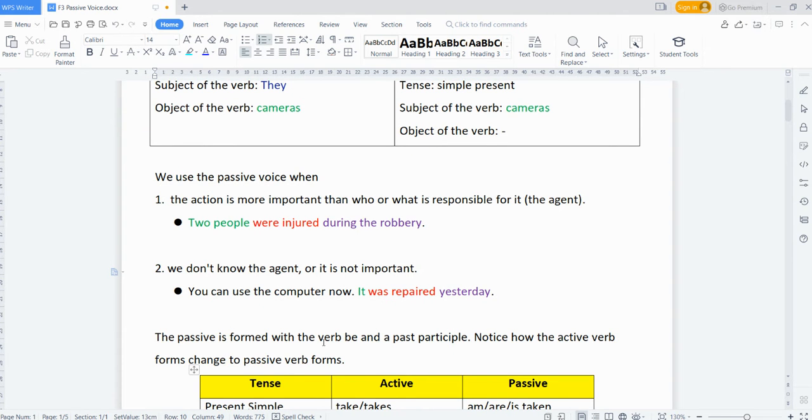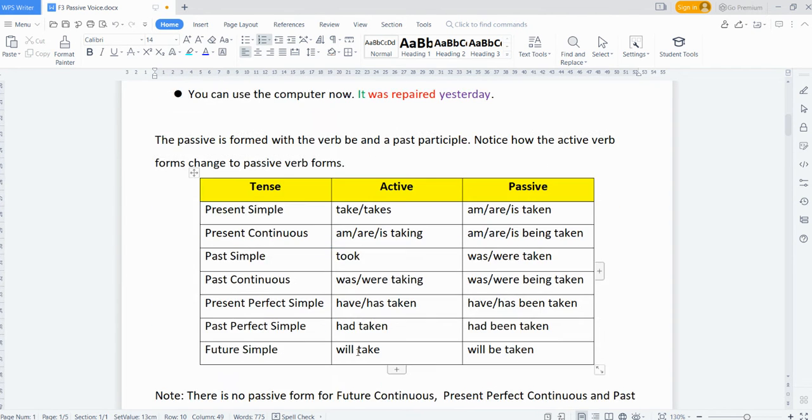Okay. The passive is formed with the verb be and a past participle. Ayat passive ni dia mesti ada verb to be ni and also past participle. Notice how the active verb forms change to passive verb forms. For example, if the sentence is written in present simple, ayat tu ada take dengan takes. I take breakfast. She takes breakfast. So when you change it into passive, depan tu mesti ada am or is depending on the subject, and then taken. This is the past participle of the word take.